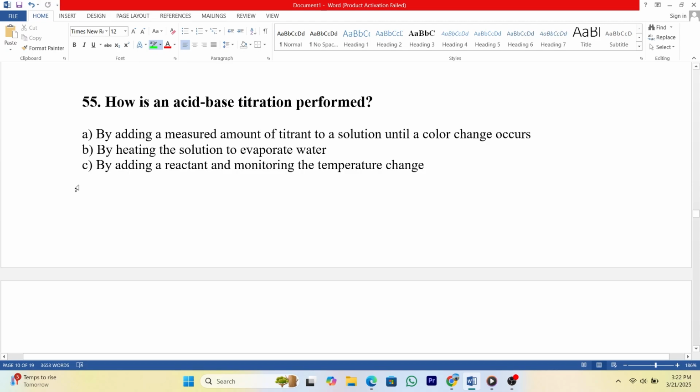55. How is an acid-base titration performed? A. By adding a measured amount of titrant to a solution until a color change occurs. B. By heating the solution to evaporate water. C. By adding a reactant and monitoring the temperature change. D. By mixing equal amounts of acid and base. Answer: A. By adding a measured amount of titrant to a solution until a color change occurs.